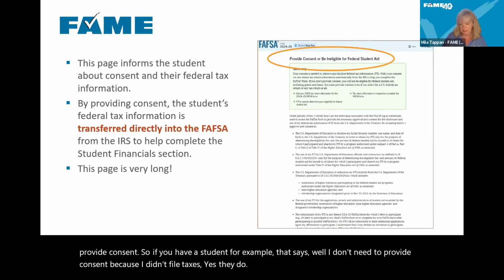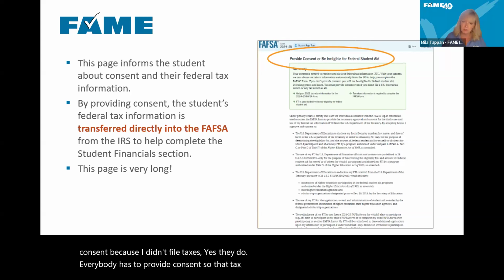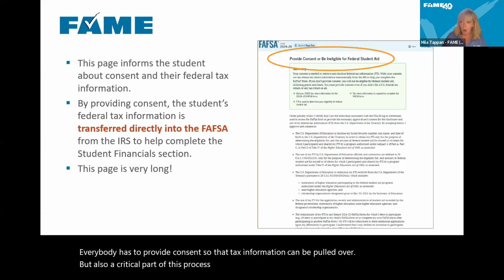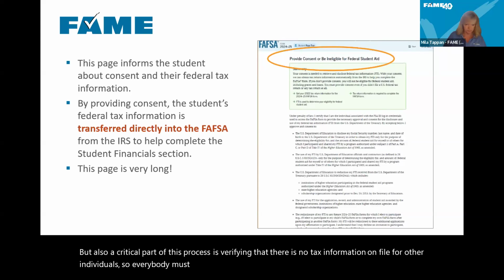Everybody has to provide consent so that tax information can be pulled over, but also a critical part of this process is verifying that there is no tax information on file for other individuals. So everybody must provide consent.